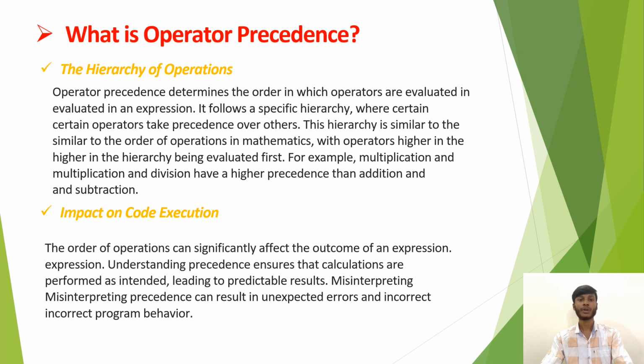The hierarchy of operations. Operator precedence determines the order in which operators are evaluated in an expression. It follows a specific hierarchy where certain operations take precedence over others. The hierarchy is similar to the order of operations in mathematics, with operators higher in the hierarchy being evaluated first. For example, multiplication and division have higher precedence than addition and subtraction. Impact on code execution: the order of operations can significantly affect the outcome of an expression. Understanding precedence ensures that calculations are performed correctly, leading to predictable results.